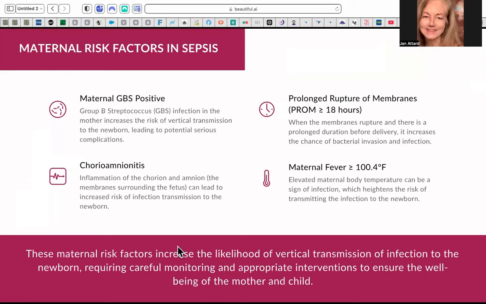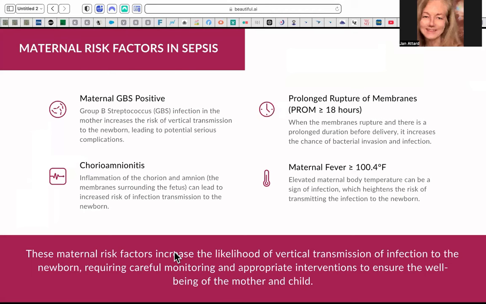What is prolonged rupture of membranes? Well, the mom comes in, the bag of waters ruptures, and the mom doesn't deliver for hours. If the hours increase to greater than 18 hours, again, we're looking at an increased risk of infection. Maternal fever, as I said before, anything equal to or greater than 100.4, watch out for infection. These maternal risks increase the likelihood of vertical transmission of infection to the newborn, requiring careful monitoring and appropriate interventions to ensure the well-being of the mother and the child.